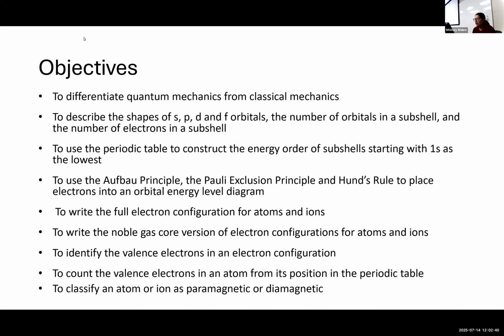We're going to use a periodic table of elements to construct the energy order of subshells, starting with 1s, the lowest, and moving our way up. We're going to use the Aufbau principle, the Pauli exclusion principle, and Hund's rule to place electrons into an orbital energy level diagram. It's not so bad, it just takes a little practice, but I understand it's brand new at first. We're going to write the full electron configuration for atoms and ions, and the easier noble gas configuration, which is more shorthand. We're going to identify and count valence electrons in an electron configuration, and then classify an atom as paramagnetic or diamagnetic.